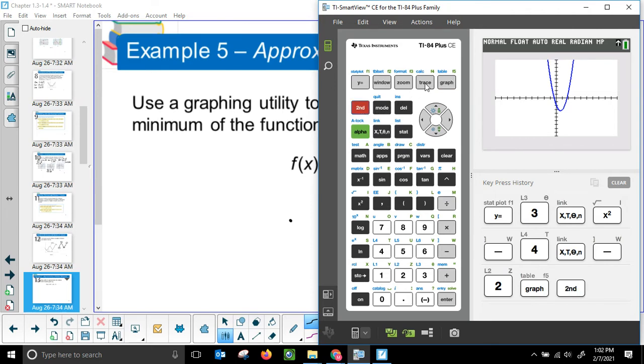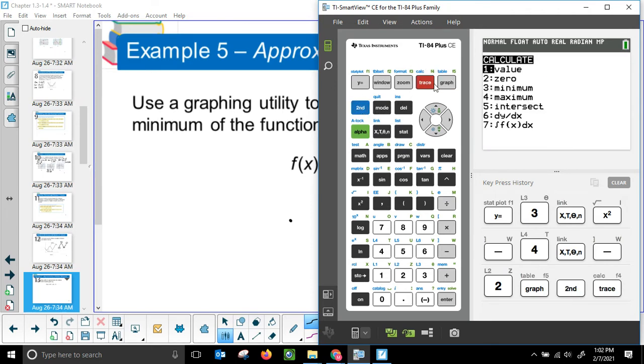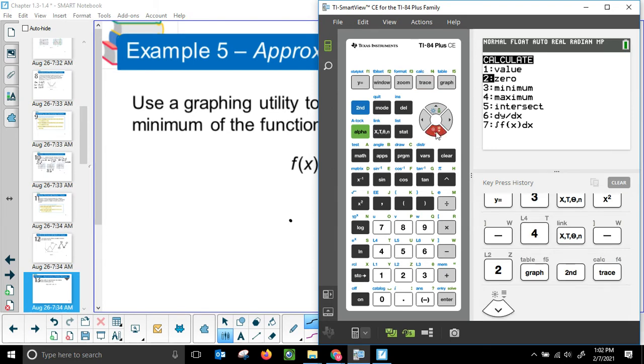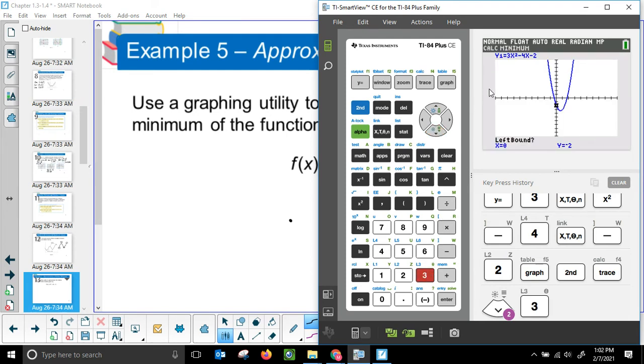So I can actually hit second trace. This is going to be a very important command, hitting second trace a lot for this course. It allows us to find many things: zeros, minimums, maximums, and intersections. We're going to use those 4 commands very often in this course. Right now we're looking for a minimum. So you can either use your arrows and go down to the third option and hit enter, or you could just hit the number 3 and it will automatically do that. Now the calculator is going to ask for a left bound.